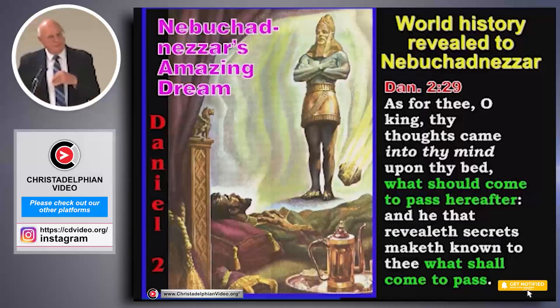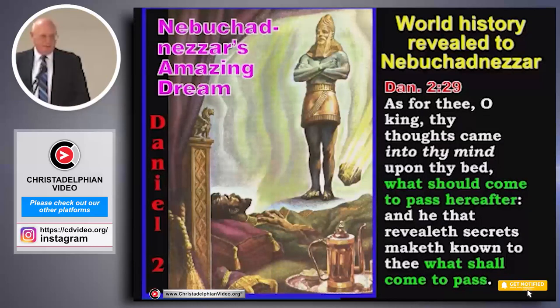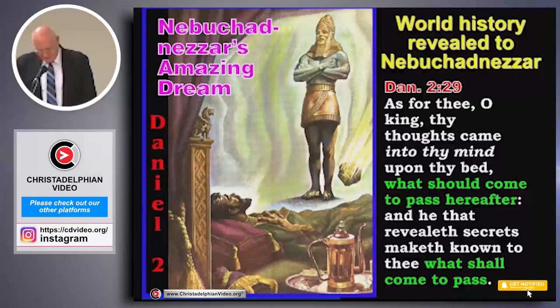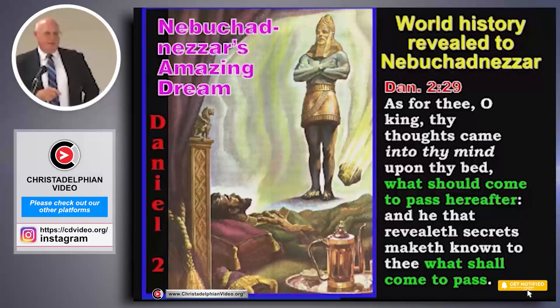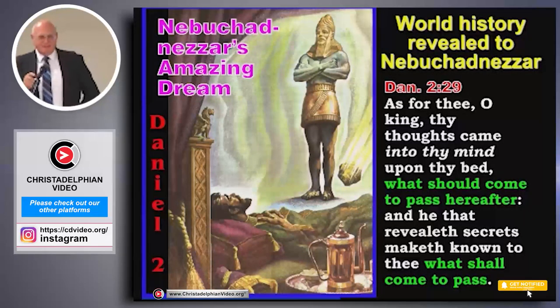Now verse 29, of course, comes after verse 28. And in a moment, I'm going to step you back to verse 28 because that is the most important verse in this chapter. But let's start with verse 29 of Daniel chapter 2, where we read these words as Daniel begins to unravel this dream. As for thee, O king, thy thoughts came into thy mind upon thy bed, what should come to pass hereafter? Now that little phrase is very important. What shall come to pass hereafter?